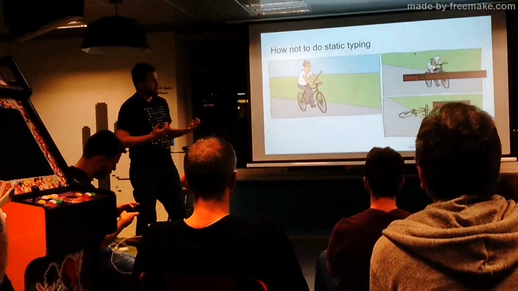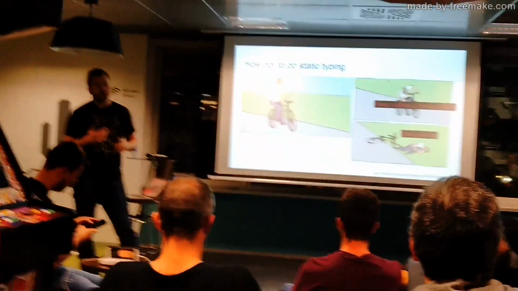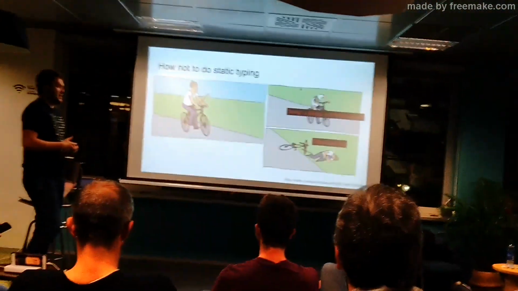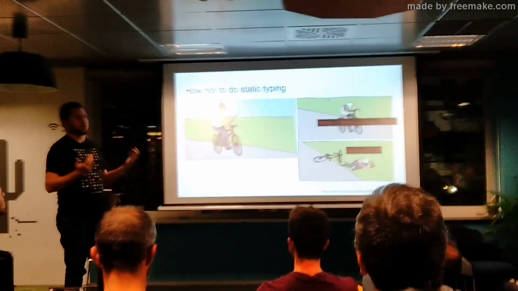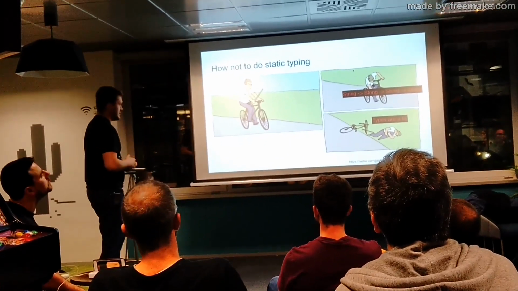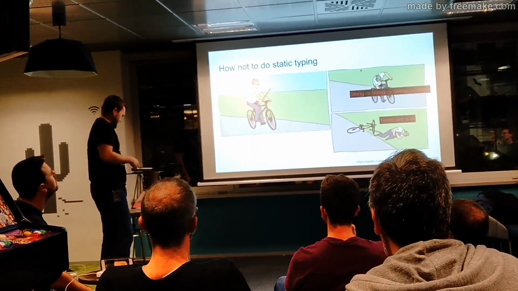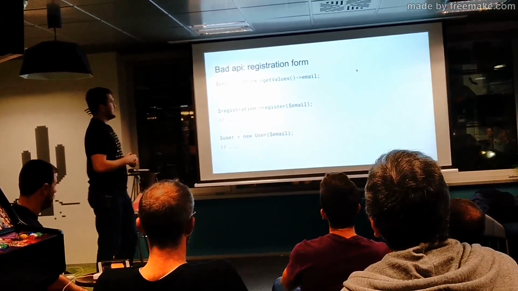So with static typing, you get a lot of advantages, but you have to actually use them right. You can't just add type hints to methods with integer and string and call it static typing. No, that's very weak, very basic static typing. Let's look at an example.